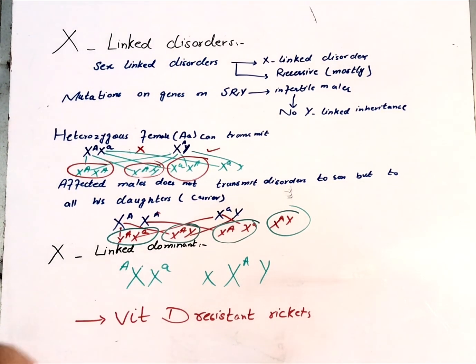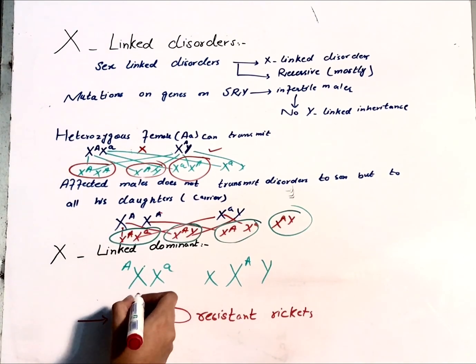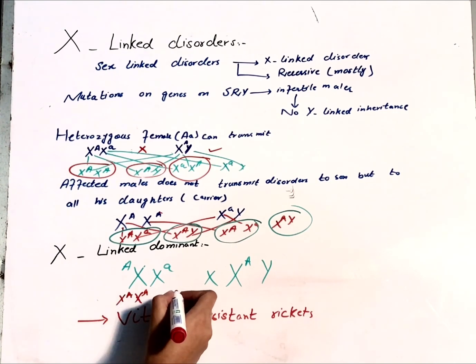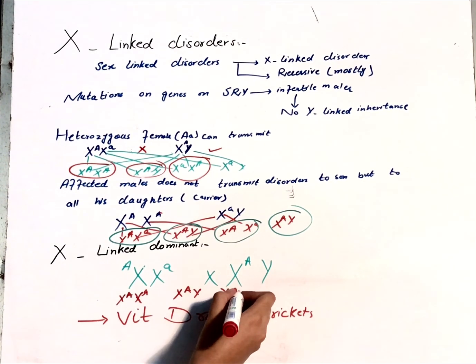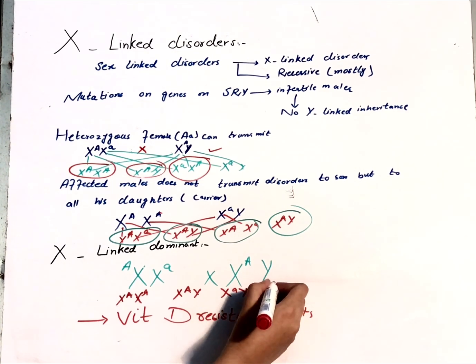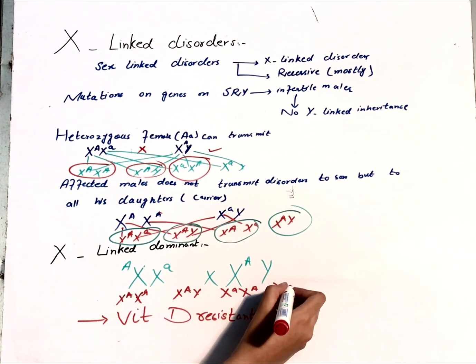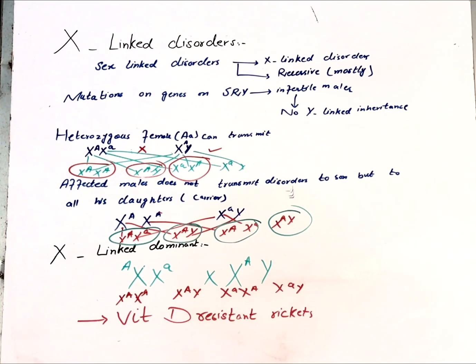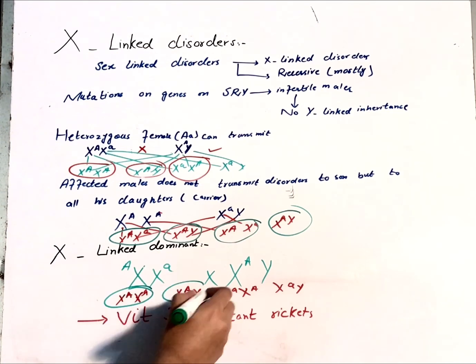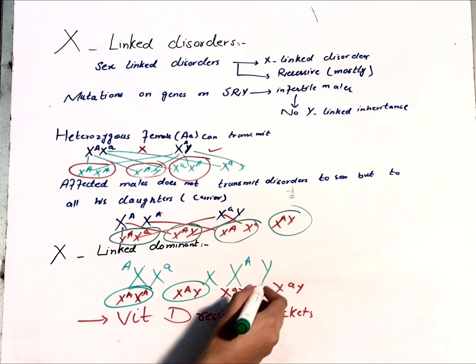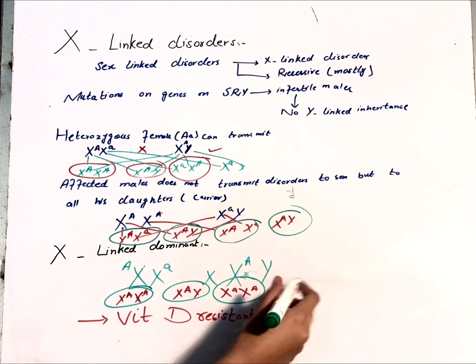Now what happens when they both cross? See, XA. If both the parents are affected, then what happens in the children? I am making crosses. Now see, the first one is a daughter and she is affected. The second one is a son, he is affected. The third one is again affected, and the fourth one, only one boy is safe.